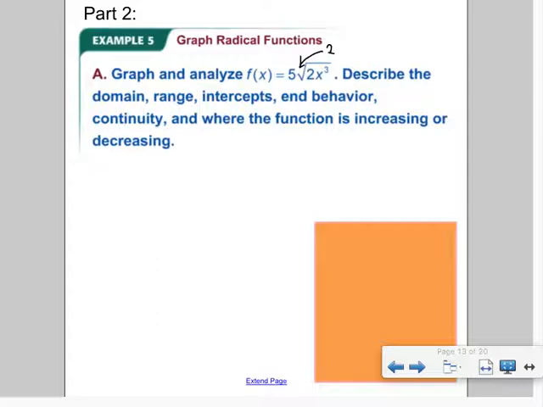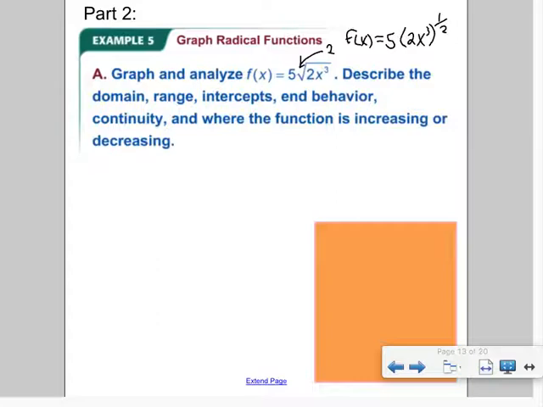Okay? So we can actually rewrite this as 5 times 2x to the third to the 1/2 power. Now it's really important to remember if your fraction has an even denominator or not. That's what determines whether we have something that looks like a square root or something that looks like a cube root.